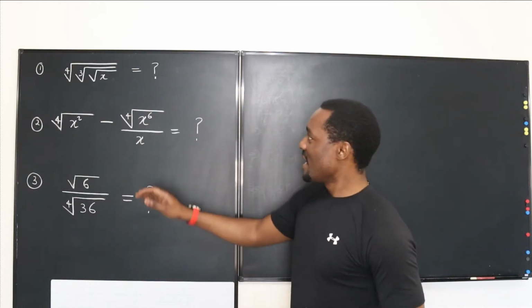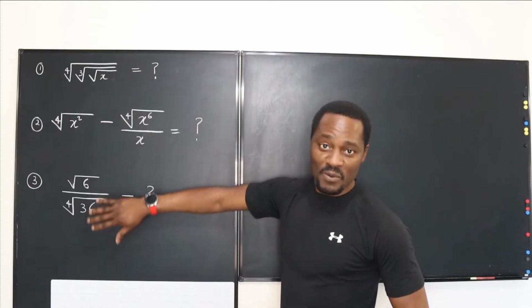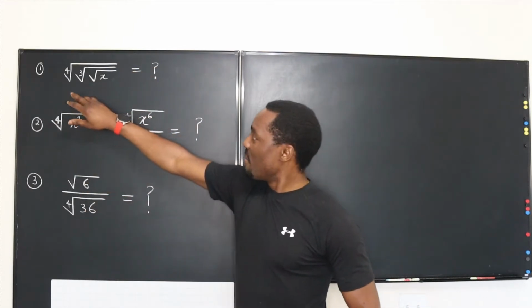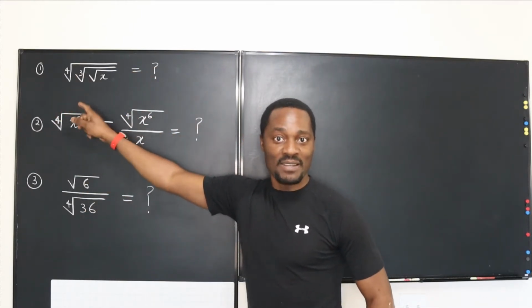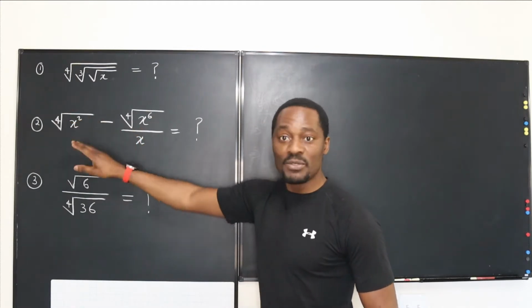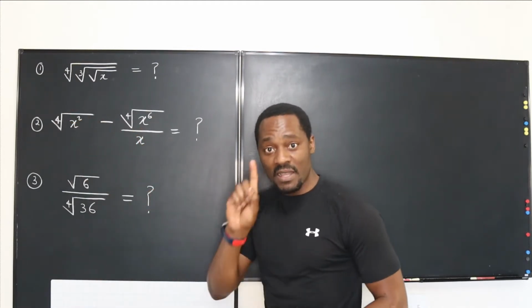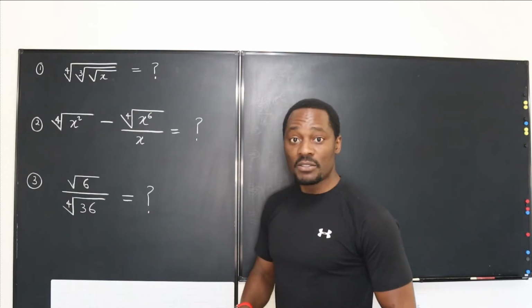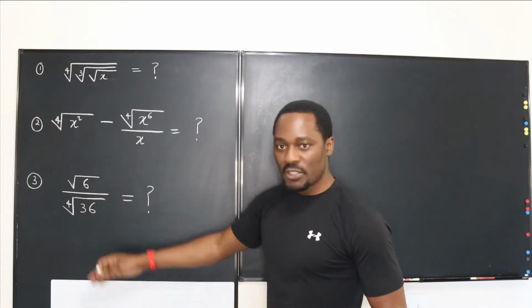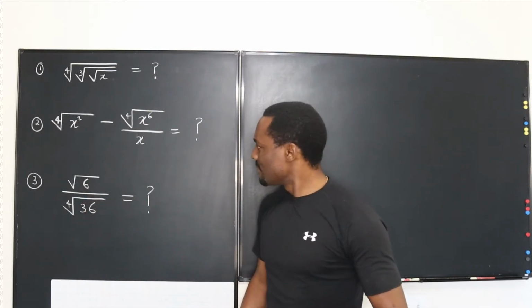So I have here three questions written in radical form. You have the radical of the radical of a radical. Here you have two terms written in radical form that we need to put together and express as a single term. This is a rational expression of irrational expressions.